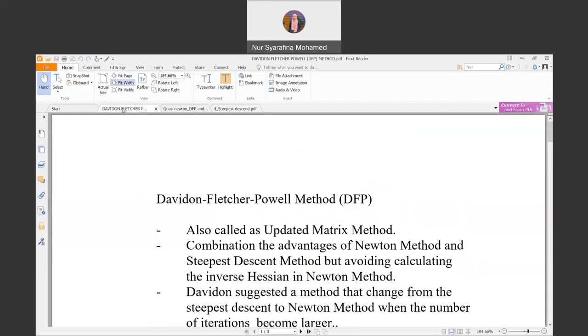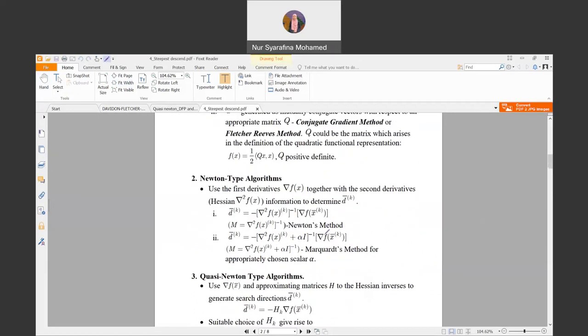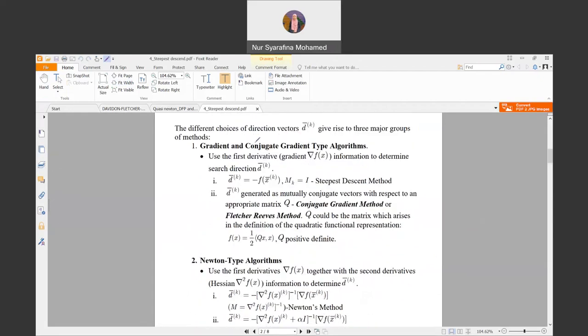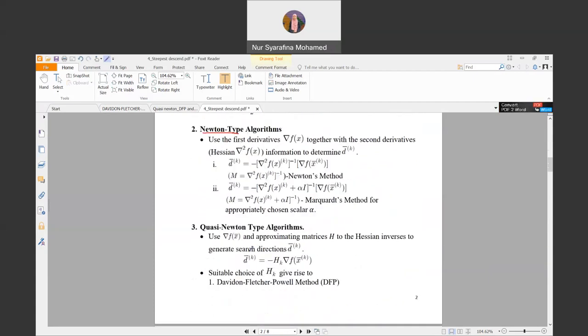So in our next topic, we're going to discuss the Davidon-Fletcher-Powell method, which is the DFP method. This DFP method comes from the quasi-Newton type. We have discussed this: we have the gradient and conjugate gradient type, we have the Newton type, and also the quasi-Newton type.